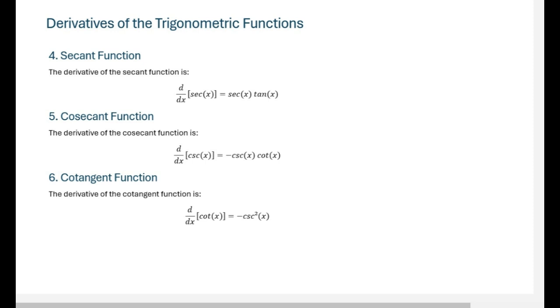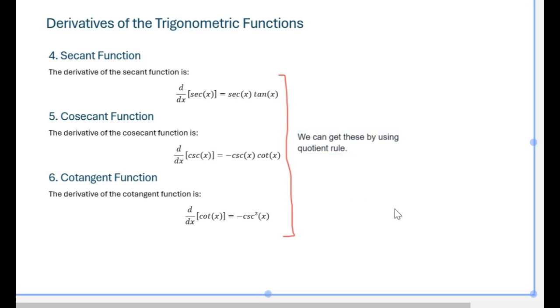You can either memorize them or you can get them by doing something similar to what we did with the previous example. So we can get these by using the quotient rule and of course making the necessary changes. It's something you can do as an exercise.